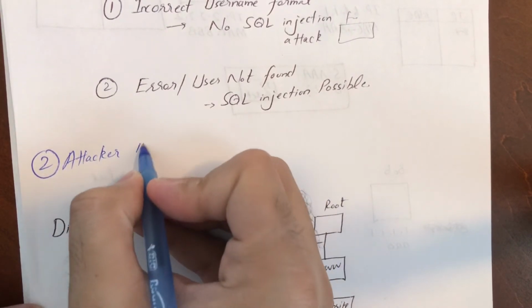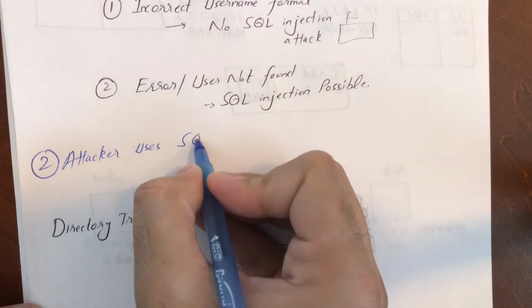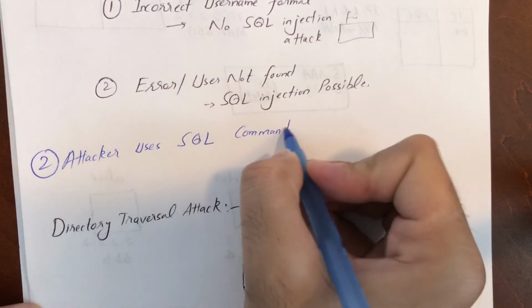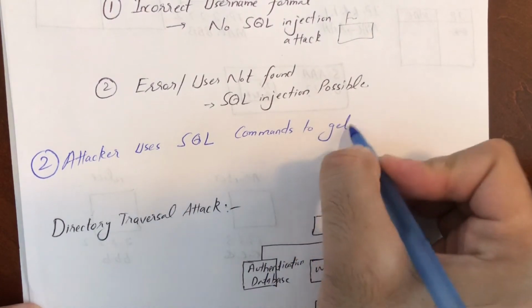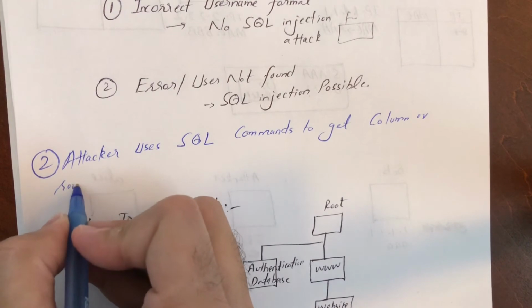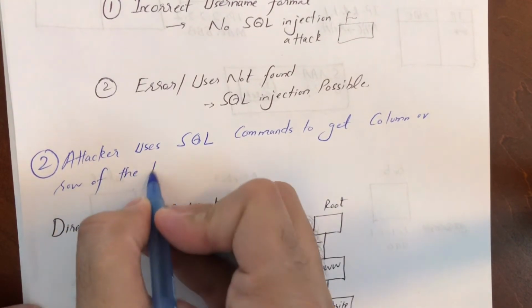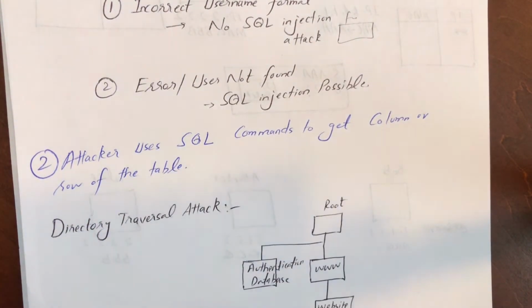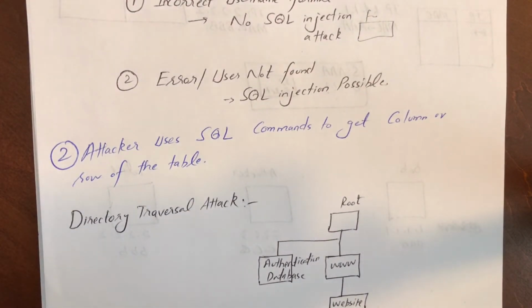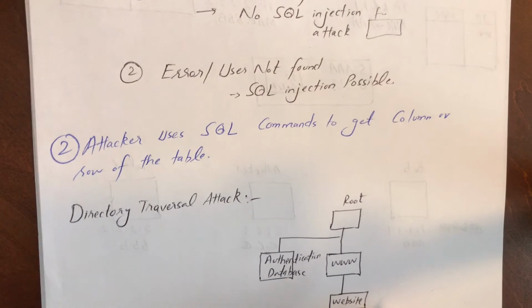then uses SQL commands to get a column or row of the table, just to see all the usernames and passwords. This is called SQL injection attack. In our lab 8, we will practice that by using SQL map software.